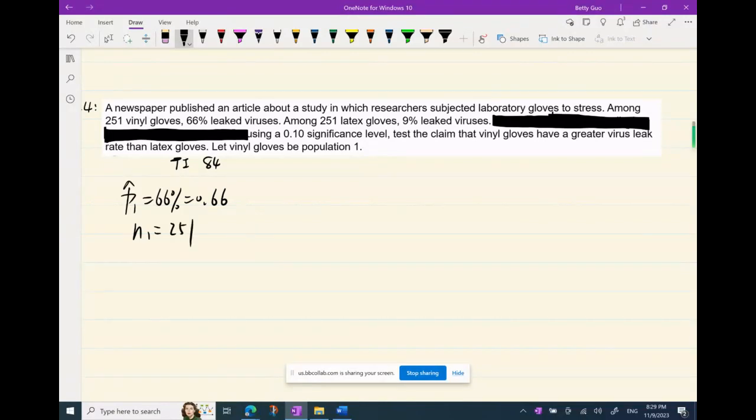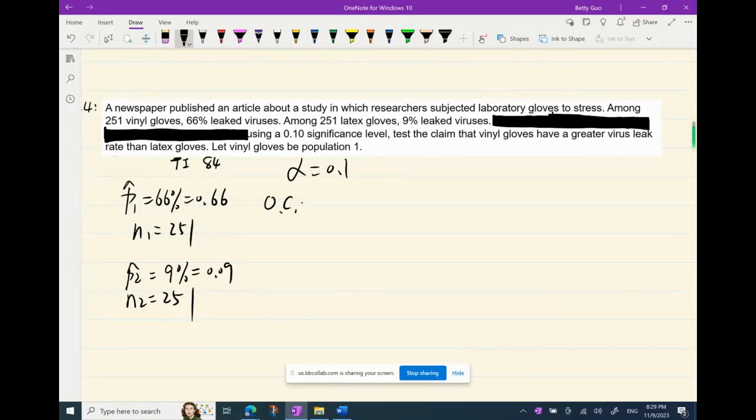Sample 1 size is 251. Among 251 latex gloves, 9%. So p2 hat is 9%. That's a lot less. Leaked viruses. Using alpha equals 0.1 significance level, test the claim that vinyl gloves has a greater virus leak rate.